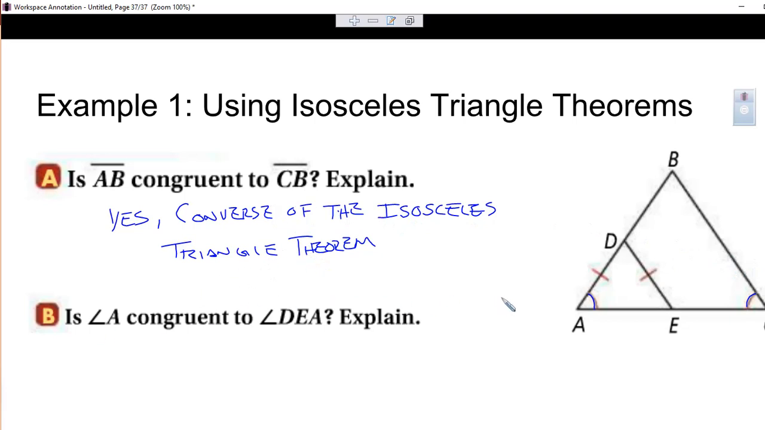Now let's look, is angle A congruent to angle DEA? Remember, angle DEA, when it's written like this, is describing this angle right here, because it's formed from starting at D, going to the vertex E, ending at A. So it's referring to this angle from here to here. If you look right here, you have two congruent sides, and therefore, by the isosceles triangle theorem, we can conclude that, yes, these two are congruent. So the answer, once again, is yes. And our reason this time is by the isosceles triangle theorem.